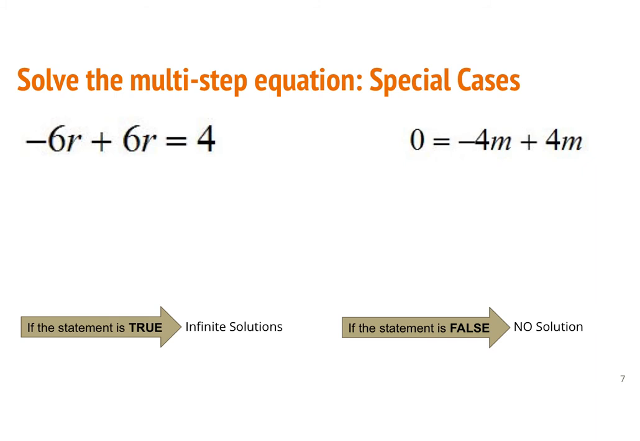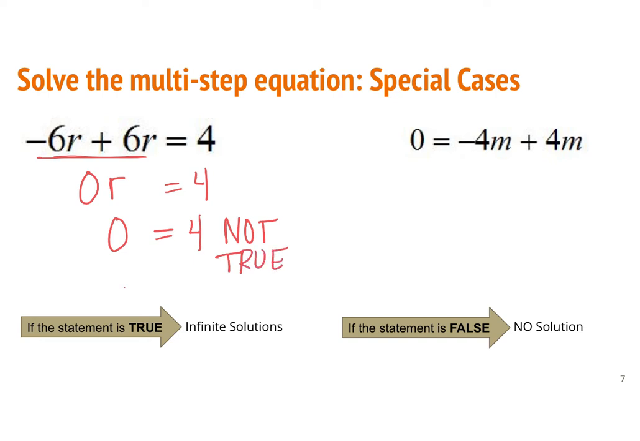There are some special cases where sometimes something weird happens, so let's take a look. First, you want to simplify each side. So negative 6 plus 6r, I notice I can combine like terms. This gives me 0r, and 0 multiplied by anything is always equal to 0. So 0 equal to 4, this is not true because it does not make sense. So no solution.